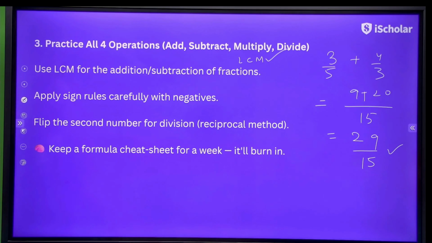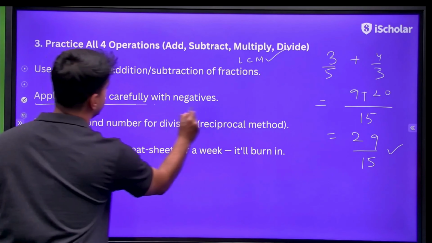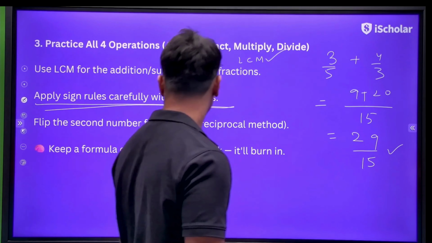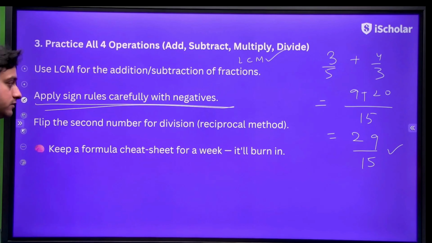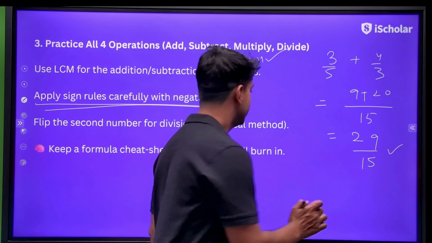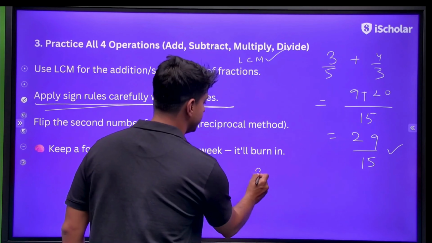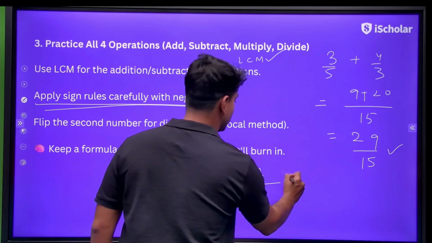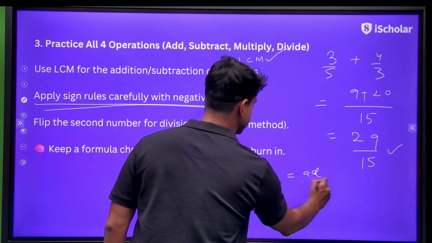Applying the signs carefully is very important. Sometimes with negative and positive, a lot of students make a mistake over there, right? Yes, and when it is a reciprocal, you should know how to flip it, right? A lot of people get confused. Like suppose if I have a by b whole divided by c by d, so d will go up, it will become ad by bc.